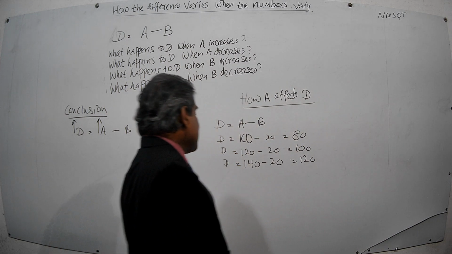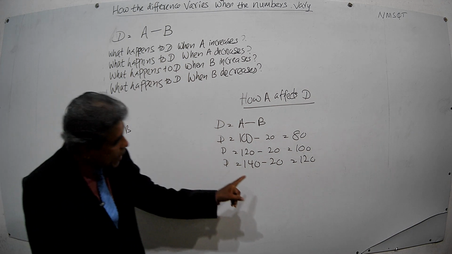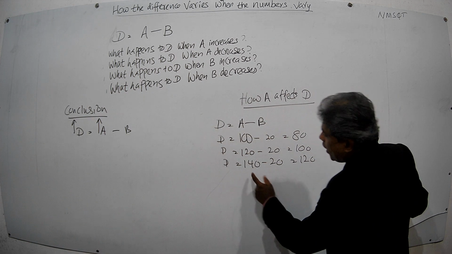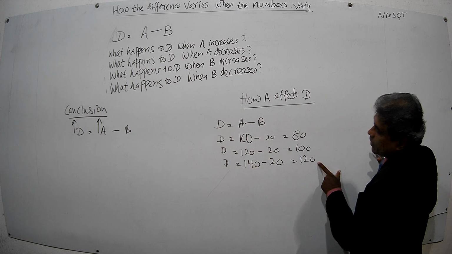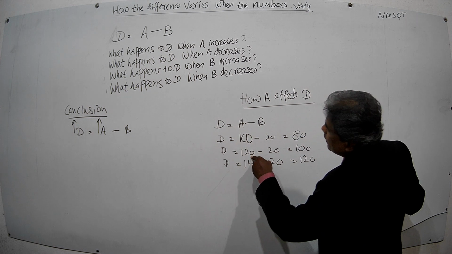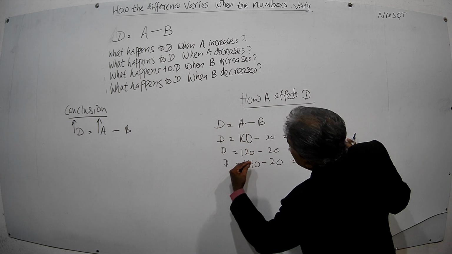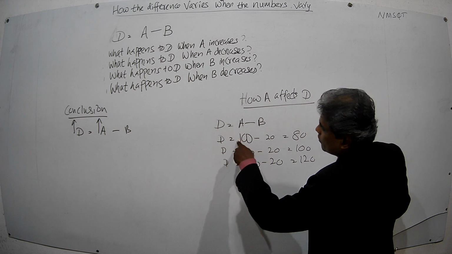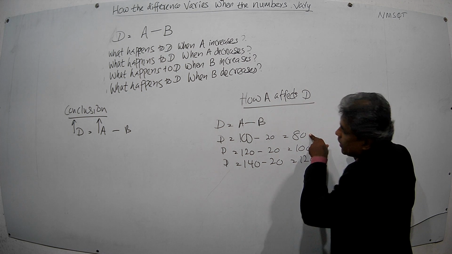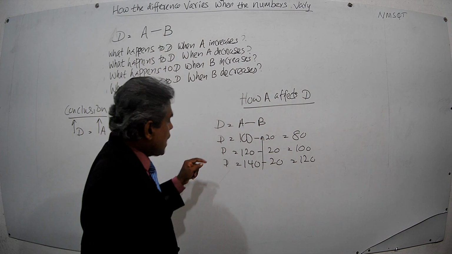Now next one, what will happen when a decreases? Now you can study from this itself. A decreases. You take the first value of a as 140. Then when a is 140, d is 120. Then a value is decreased to 120. Then when a is 120, d is 100. Now again a is decreased by another 20 to 100. Then d value has become 80. Then when a decreases like this from bottom up, what has happened to d?